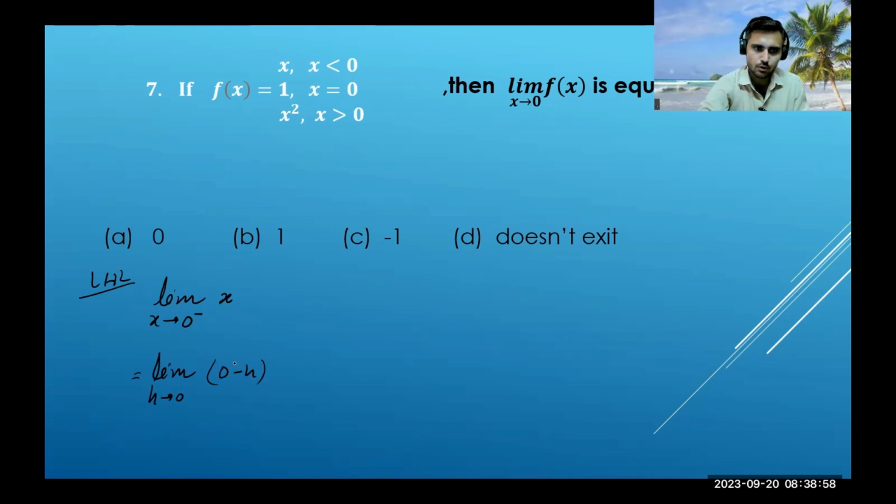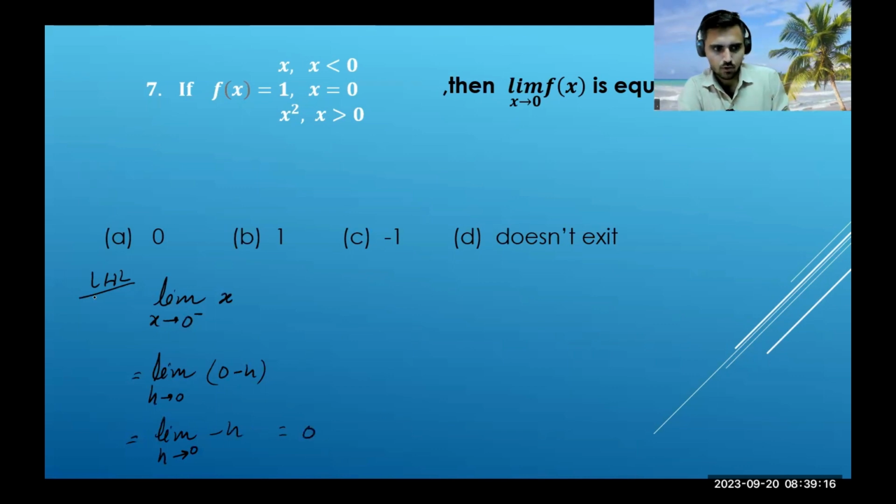Do you know how to take LHL and RHL? So limit h tends to 0, and we have minus h. Now we'll put the limit, so we'll get 0. So LHL is equal to 0.